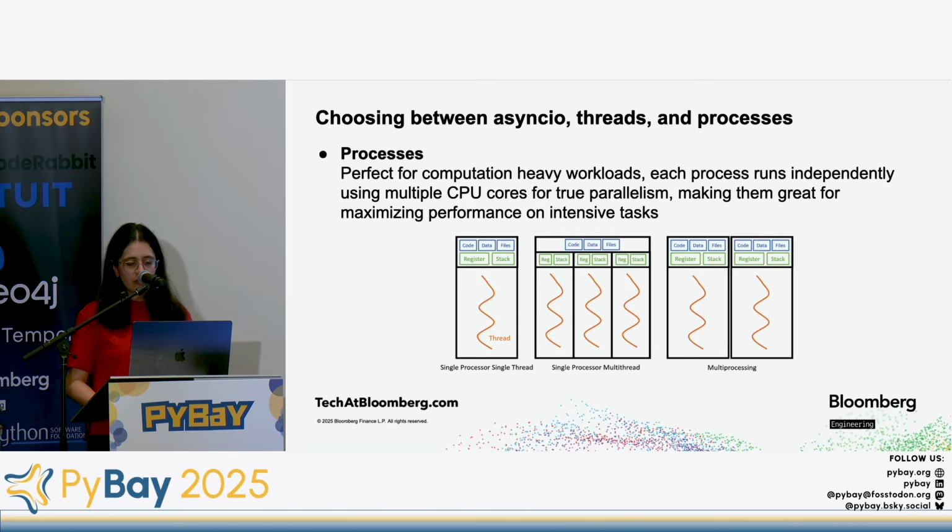And as you can see in this image, the threads are sharing the code, data and files, and they have an independent register and stack. And in the processes, each process has independent code, data and files. So they're perfect for computation-heavy workloads, and each process runs independently using multiple CPU cores for true parallelism, which makes them great for maximizing performance in intensive tasks. So you could use them for intensive tasks like image processing or some heavy calculation.